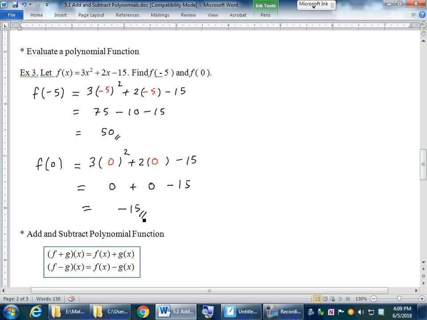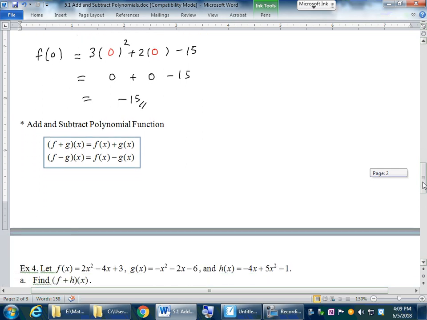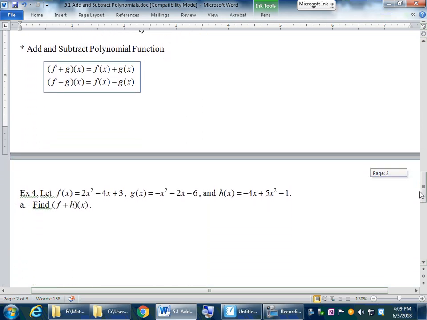So adding, subtracting polynomial function, this notation you have to remember, this is the equivalent. When you say f plus g of x, that means function f evaluating at x plus the function g evaluating at x. So meaning you are evaluating two different functions with the same input value, and you are adding the function values together. Similarly for subtraction. So we're going to use these equivalent formulas to do the next example.